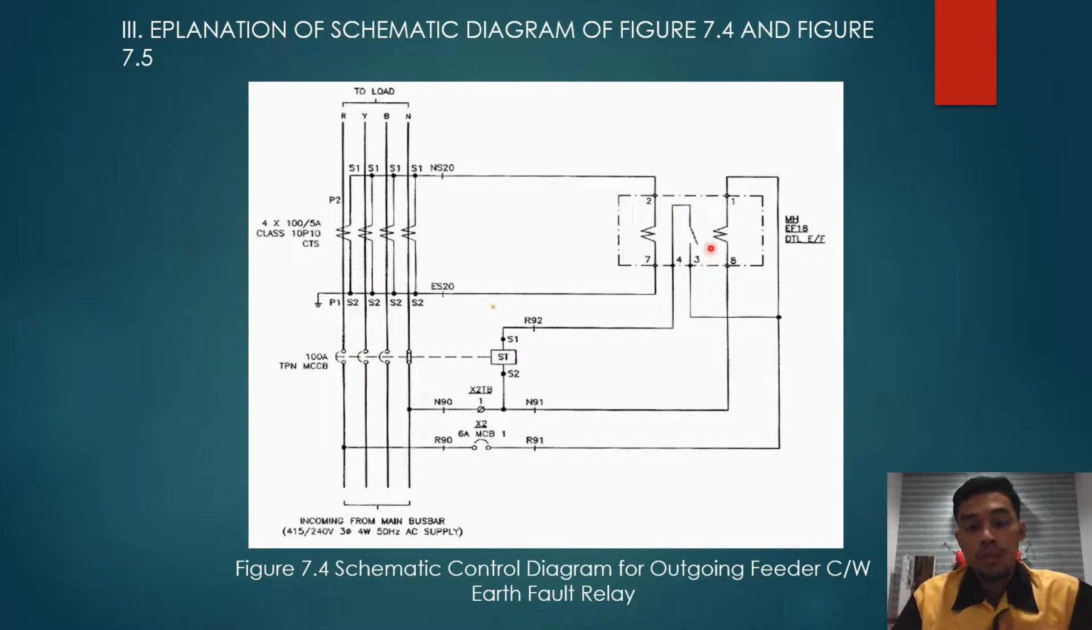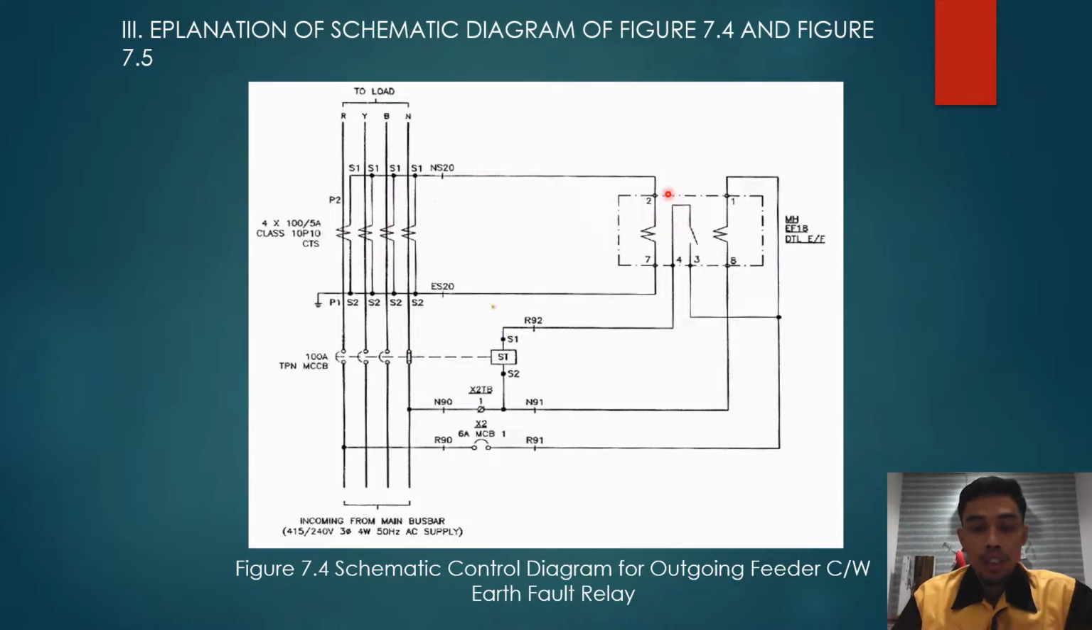So in normal condition, this contact is open, but if fault current occurs in the system, the contact will close and send a signal to the circuit breaker, which is the MCCB, and it will open the contact here to cut off the supply in order to protect the system.